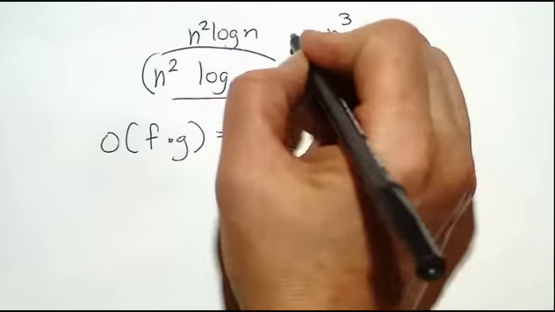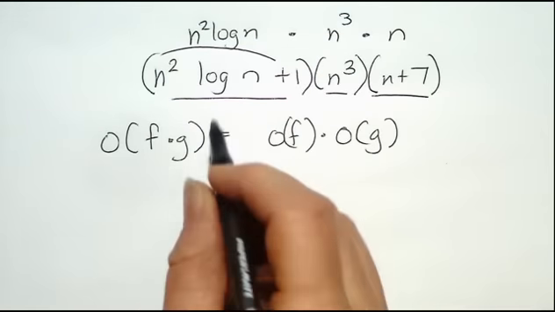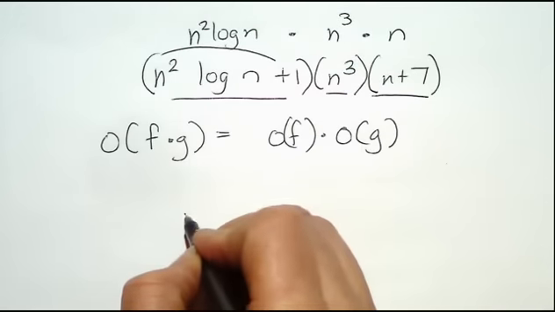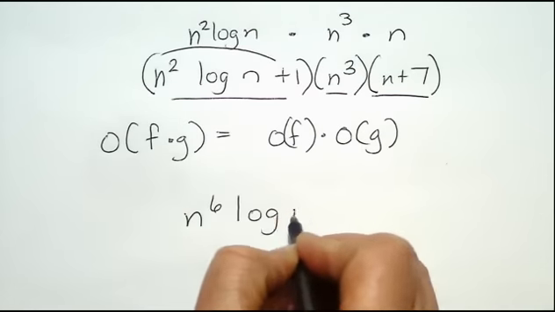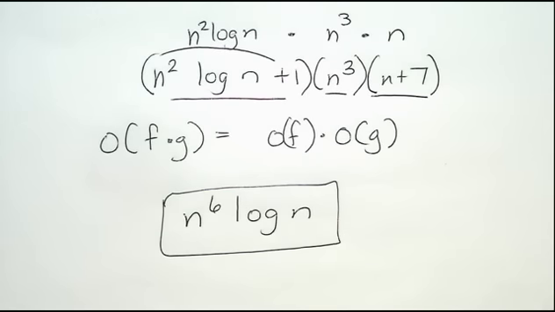So the big O for the entire thing is all of that multiplied together. The last thing I would do is just combine the n's. 2 and 3 and 1 is 6. So that's n to the 6 times log n. Is that a proof? No. I just found the smallest big O estimate.